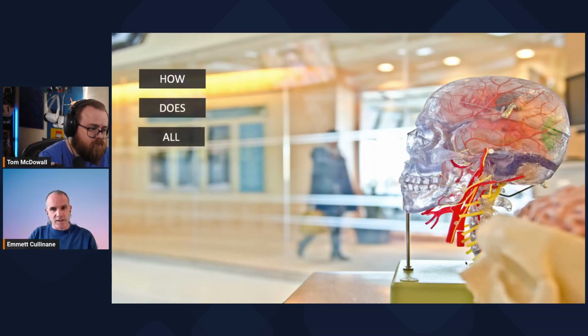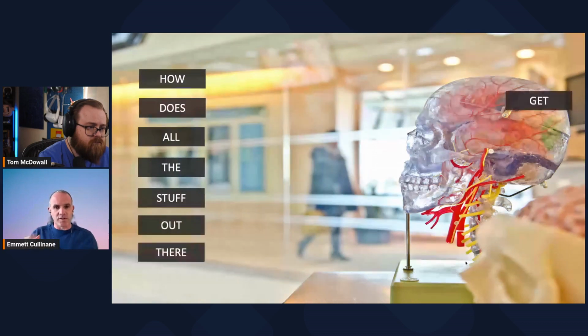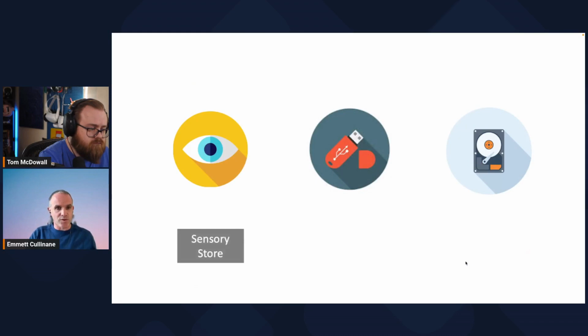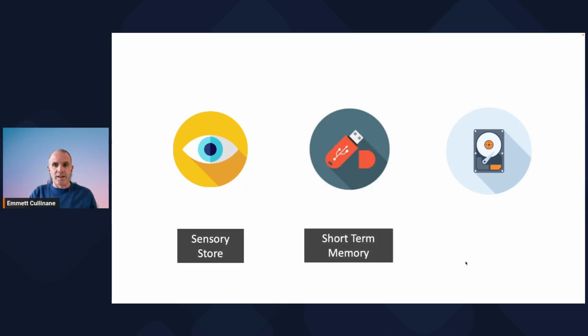So cognitivists looked at how all the stuff out there in the world gets in here, into your brain, into your cognition. How does it get in there? How does all the stuff happening around you all day, every day, if you look out the window, you see different things, but how do some things get into your mind and some things don't? So how does that happen? They looked at the sensory store, short-term memory, and long-term memory. So that's what cognition is. Cognition is the mental action or process of adding knowledge and understanding through thought, experience, and the senses.